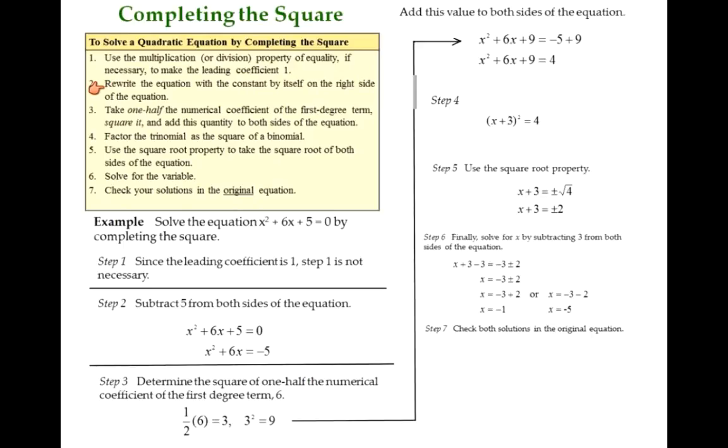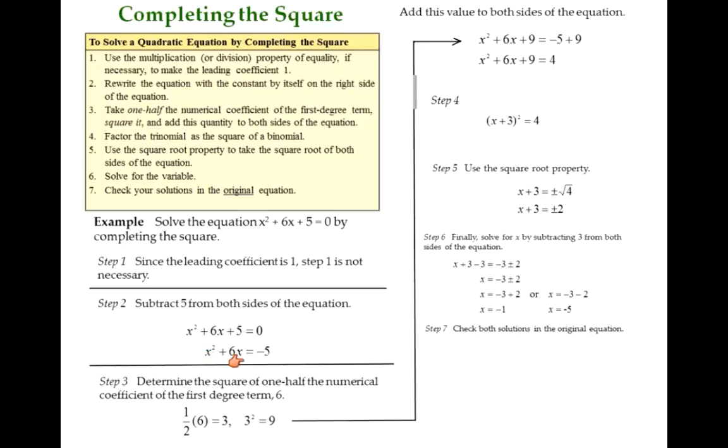Now step number 2 says rewrite the equation with the constant by itself on the right side of the equation. I don't really need this constant here. I'm going to have a proper constant, a constant that would make this left-hand side perfectly squared. So I'm going to move this constant to the other side of the equation by subtracting 5 from both sides of the equation. So the second step is to just have these two terms by itself, x squared and 6x.